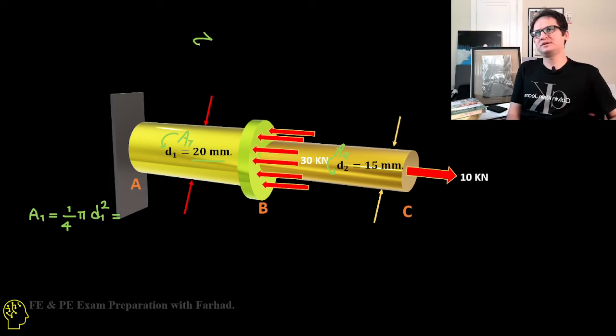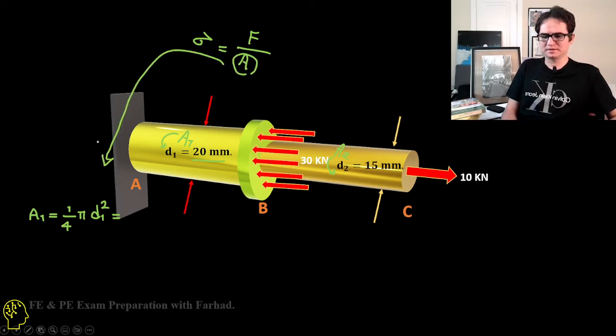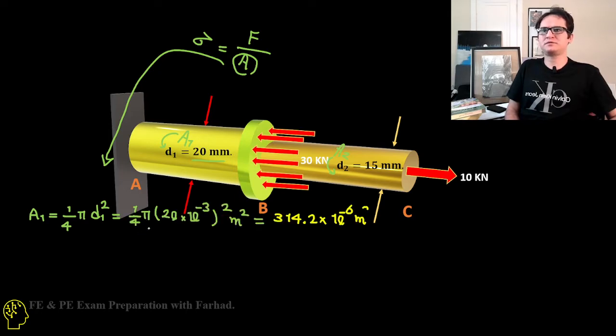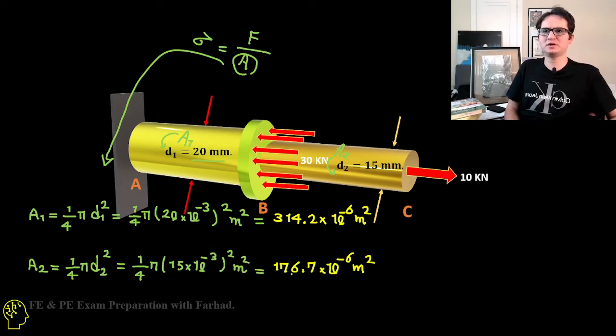If we want to calculate stress in each of these sections, stress is simply force over the area. So first of all, we need to calculate their areas. A1 is pi over 4 d1 squared, that's pi over 4 times 20 millimeters squared, which is 314.2 times 10 to the negative 6 meters squared. If you do likewise for A2, it gives you 176.7 times 10 to the negative 6 meters squared. That's A1 and A2, the cross-sectional areas on which the force is applied.